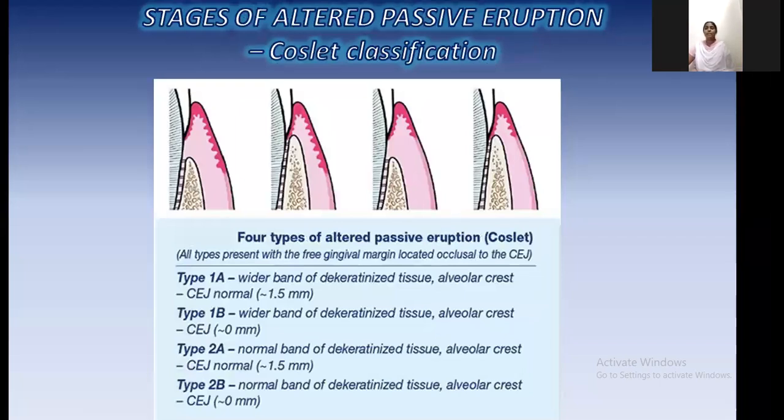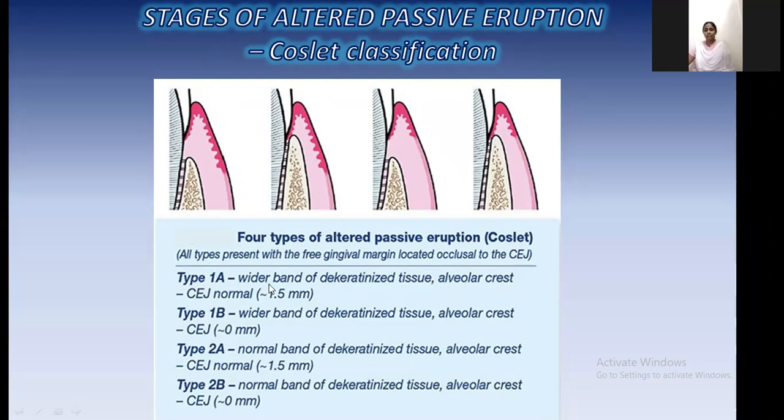Now there is something called stages of altered passive eruption. This is given by Coslet. This is also a very important one-word concept from AIIMS point of view. Again, there are 4 stages of altered passive eruption, and all types are present with the free gingival margin located occlusal to the cemento-enamel junction. It is divided into type 1A, 1B, 2A, and 2B.